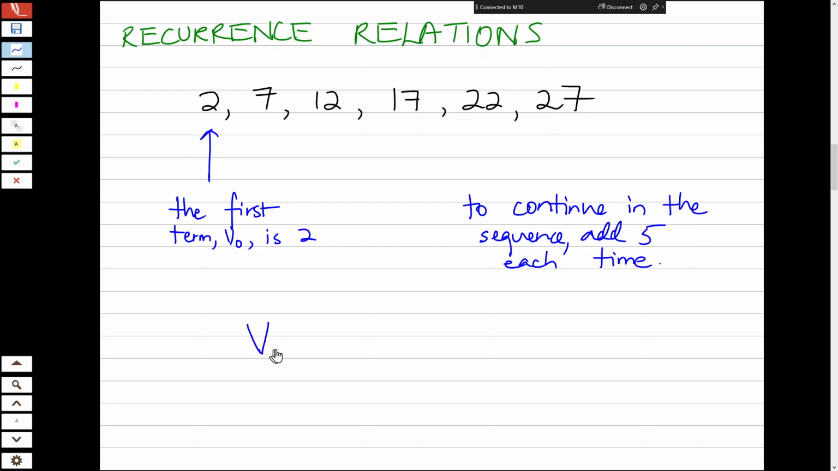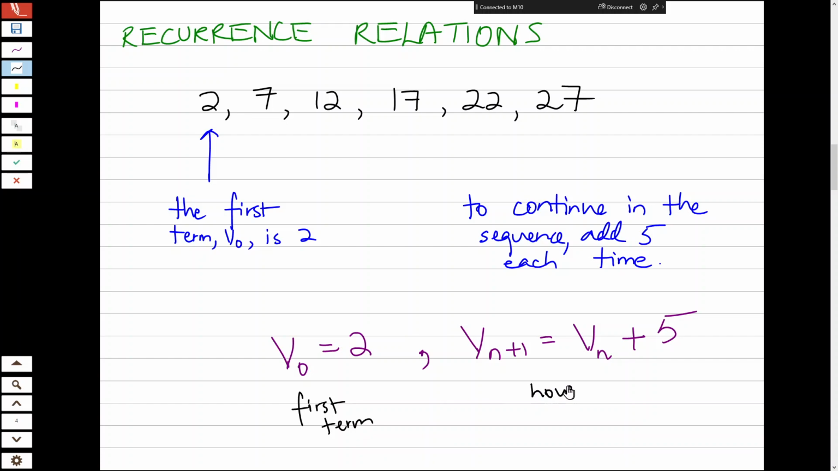All right, so the recurrence relation is, and make sure you get this part down, V0 equals 2, comma, V n plus 1 equals Vn plus 5. All right? First term. And this one is saying how to generate next term from previous term. That is a comma in the middle.